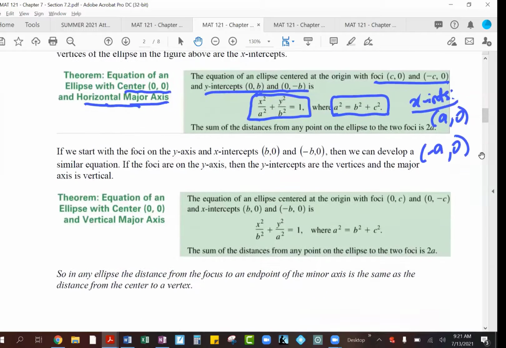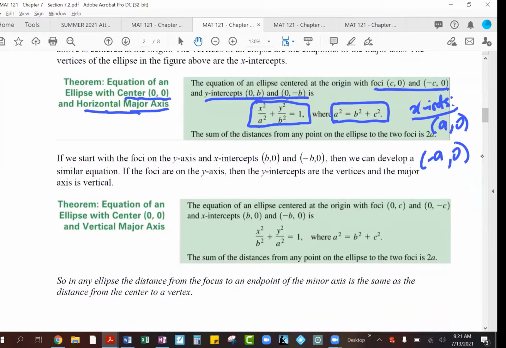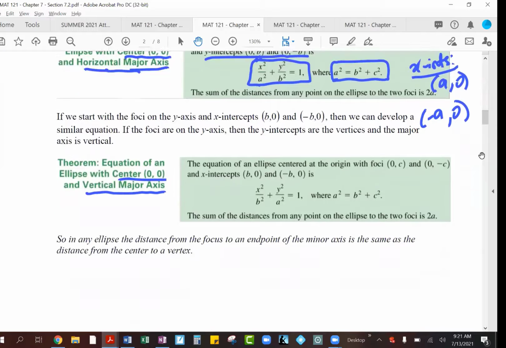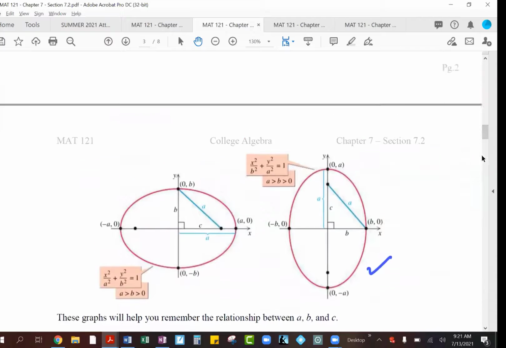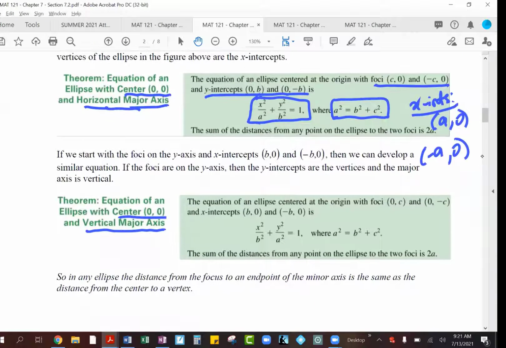And then if your ellipse has a vertical major axis with the center at (0, 0), so that would be this guy on the right, you should see the difference between the equation on the top and this one. You will see how those denominators end up switching places. So now you've got x squared over b squared plus y squared over a squared equals 1. Same relationship between our a, b, and c variables. Your foci will now be on the y-axis, so you will see how the ordered pair has changed.